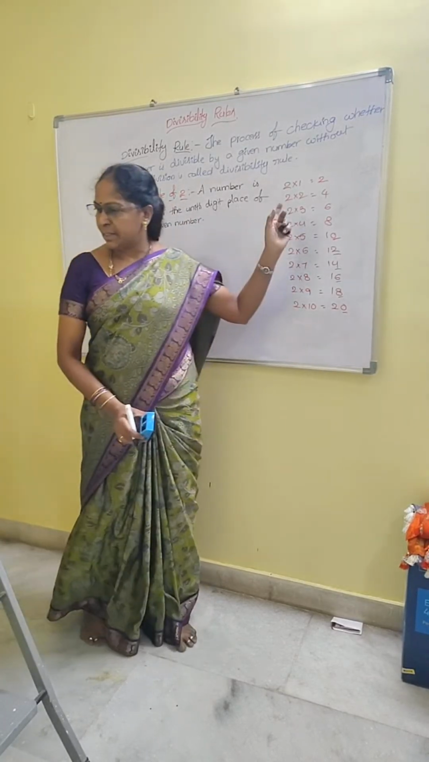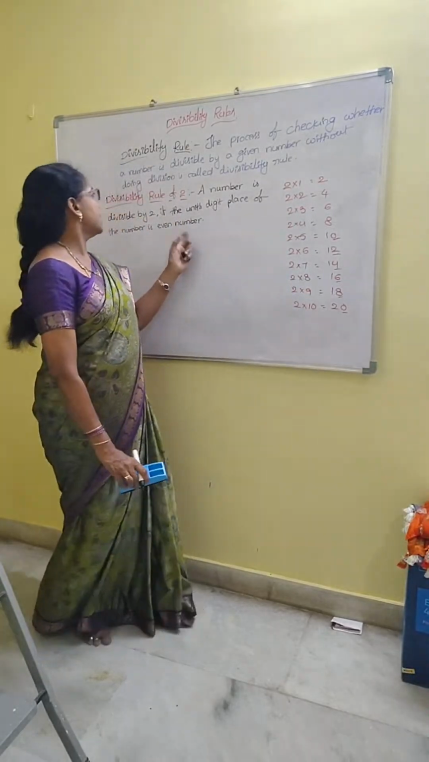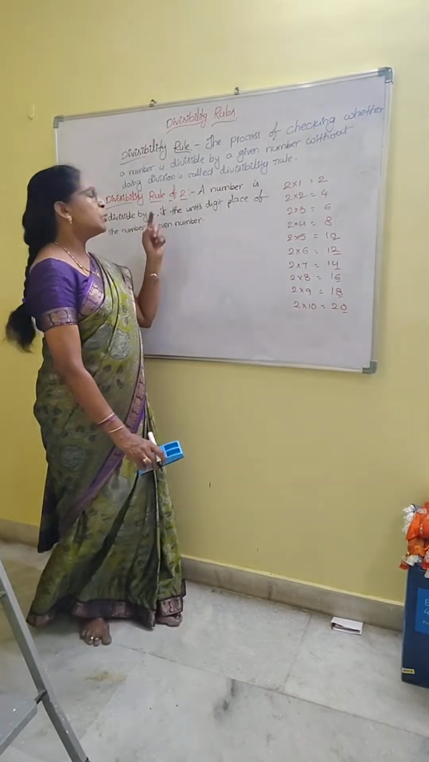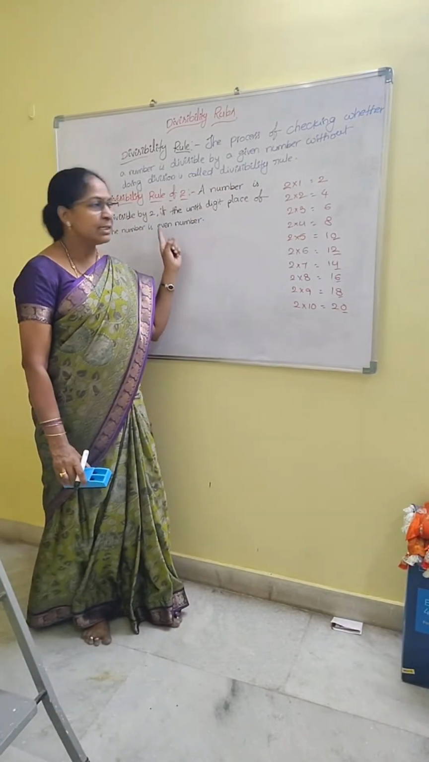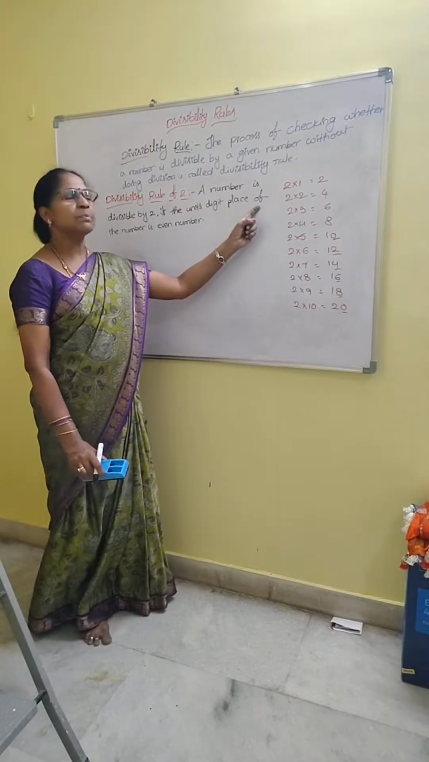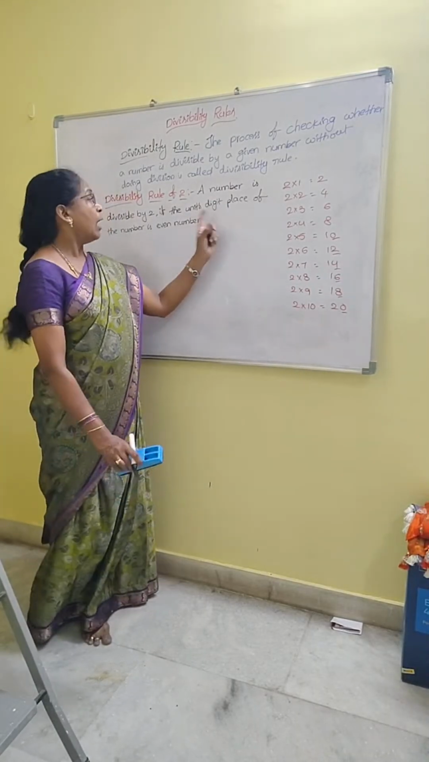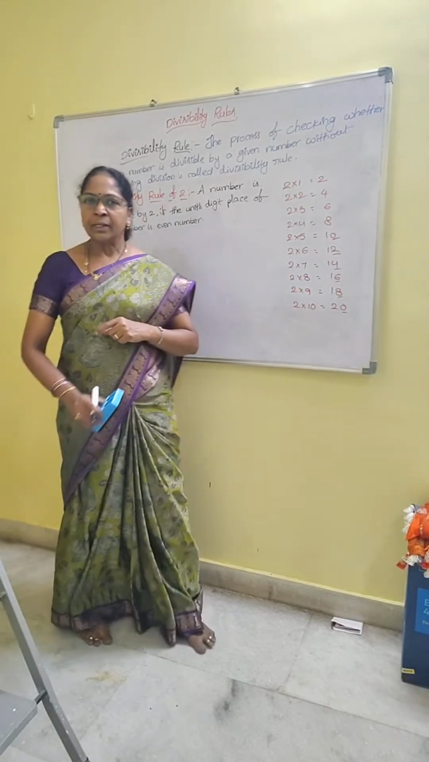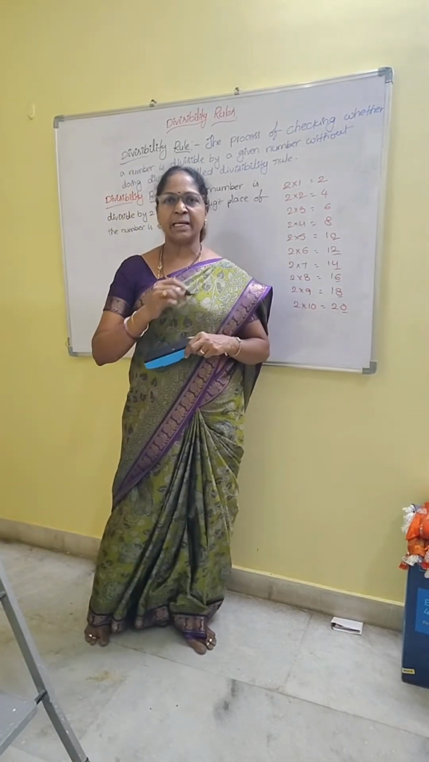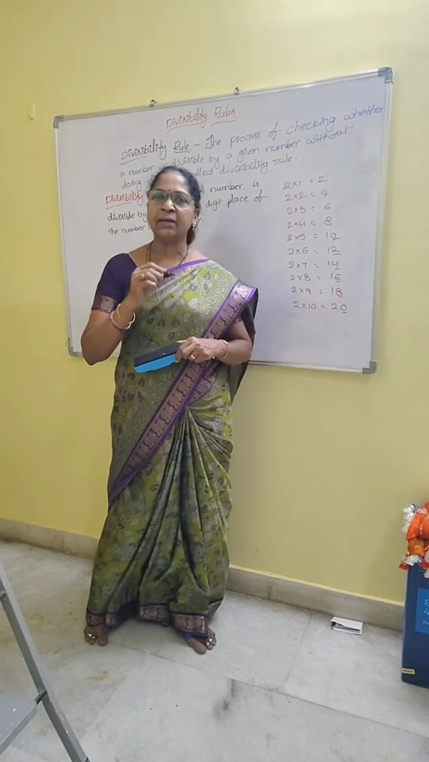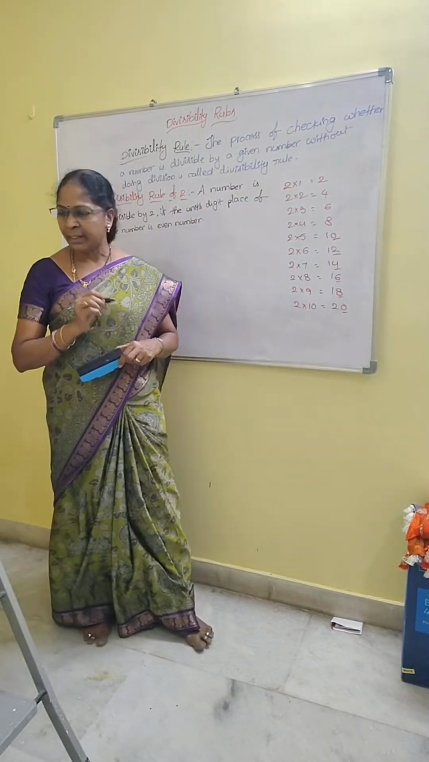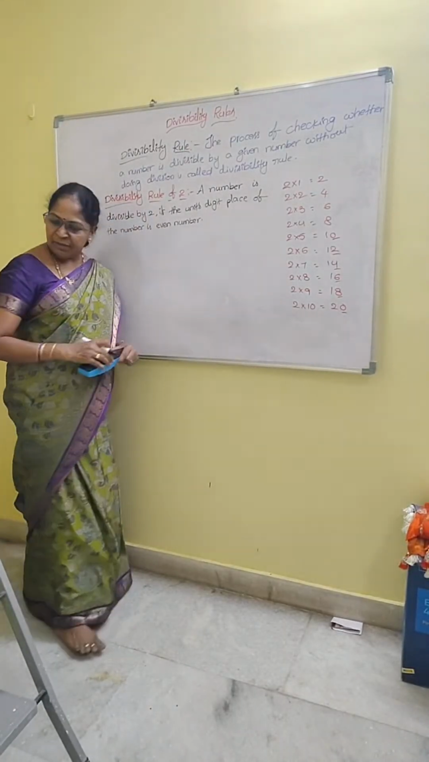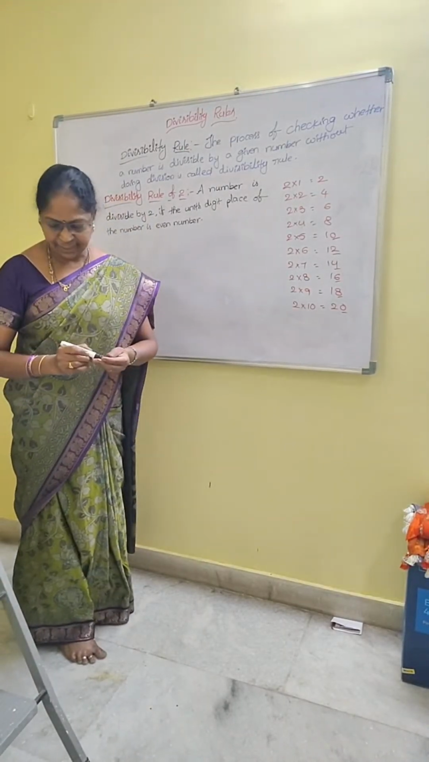So how can you say the divisibility rule of 2? A number is divisible by 2 if the unit digits place of the number is an even number. If the unit digits place of the number is an even number, then only the number is divisible by 2. So here, we will find out in the examples.